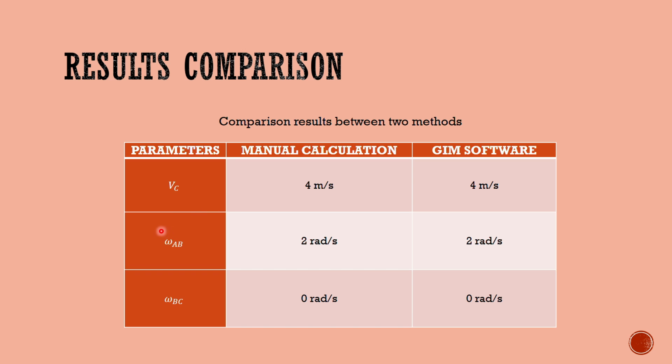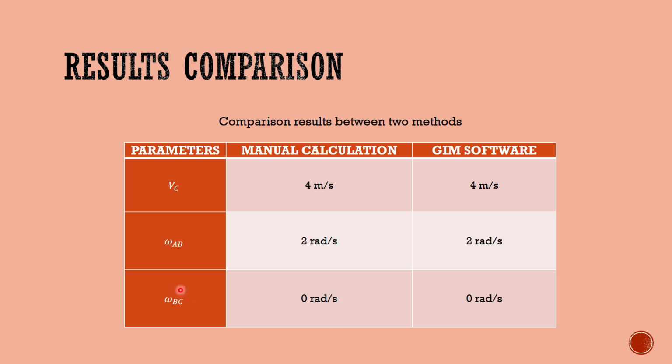The next parameter is the angular velocity at the handlebar AB. Based on the manual calculation, we get the angular velocity at the handlebar AB is 2 radians per second by using the relative motion analysis method. In addition, the GIM software also gets 2 radians per second for the angular velocity of handlebar AB.